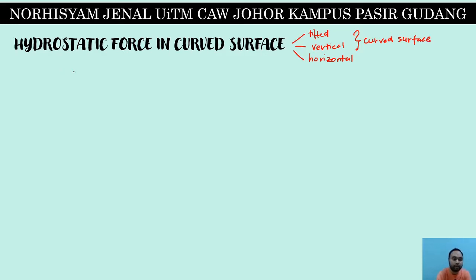Okay, given that we have a wall, and the wall is connected to a gate that looks like this, and the gate is connected to the floor of a tank or a reservoir. Assuming we have liquid over here at a density of rho. The first thing you need to know is that when we deal with a curved surface, it is seen from the side view, not from the top view. So this gate over here is an example of a curved surface.